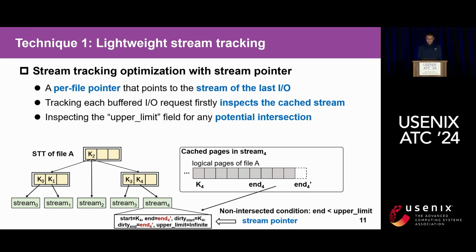To prevent the extended cached stream from intersecting with its following stream, the upper limit field is inspected in each stream hit. The non-intersection condition is met if the end field of a stream is less than its upper limit field. The main benefit of stream pointer is that stream tracking overhead can be very low when the workload is mostly sequential. That is reasonable as sequential file I/O is common in file scanning.